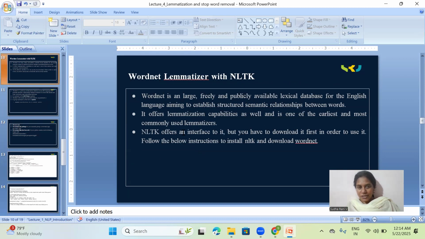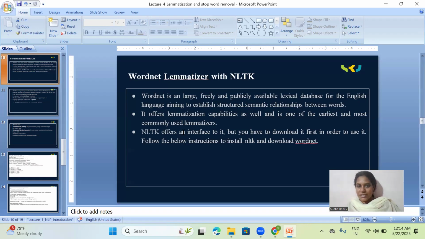Let us see one after another. WordNet lemmatizer with NLTK. WordNet is a large, freely and publicly available lexical database for the English language, aiming to establish structured semantic relationships between words. So WordNet is the default lemmatizer which we use in the NLTK toolkit.